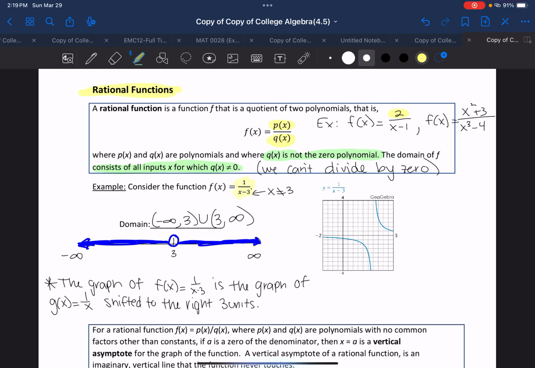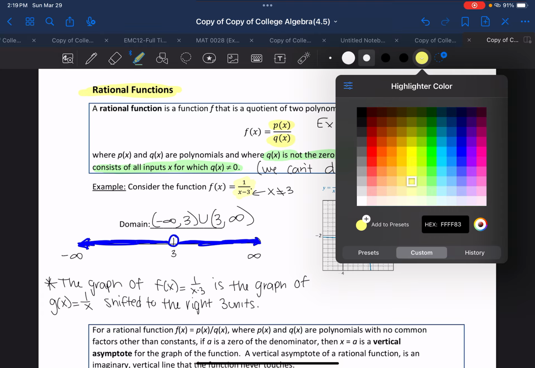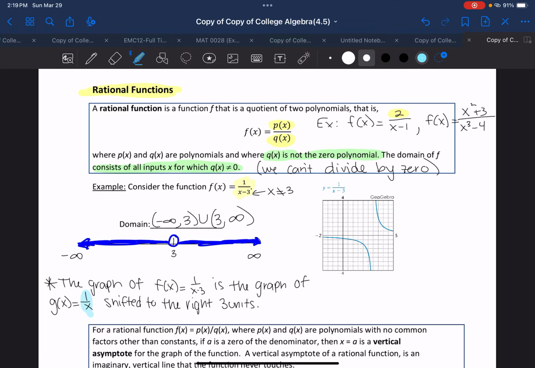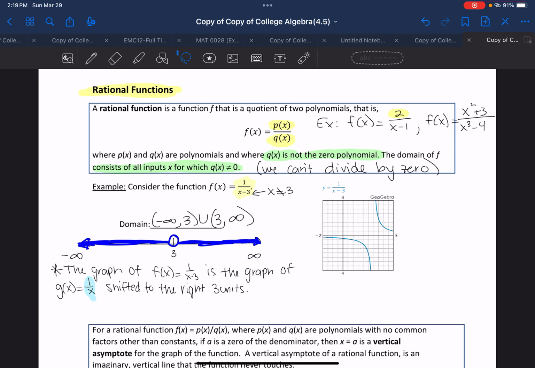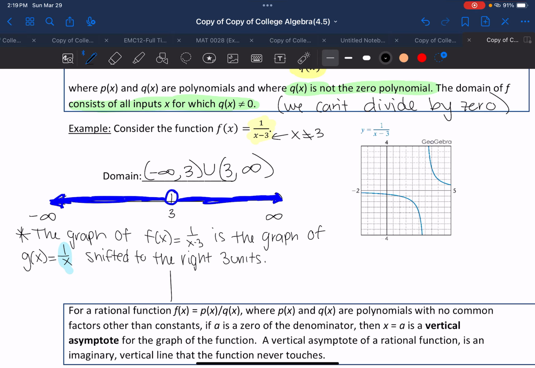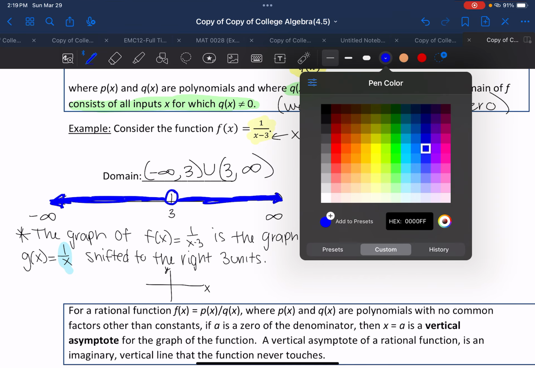So if you remember in that library of functions I gave you, 1 over x was one of those base functions. That was called the rational function, maybe? I can't remember what it was called on that page, but we'll call it the rational function. And I gave you the graph of that function, which I'm going to sketch right here underneath this. The graph of that function looked like this.